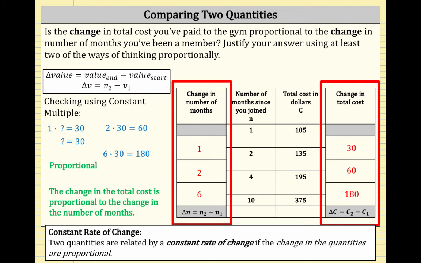Now we have actually discovered something that has a specific name. It's called the constant rate of change. The two quantities are related by a constant rate of change if the changes in quantities are proportional. And it turns out that constant rate of change is that constant multiple, and it's also the same as that constant ratio. In this case, this constant rate of change in this problem is 30.